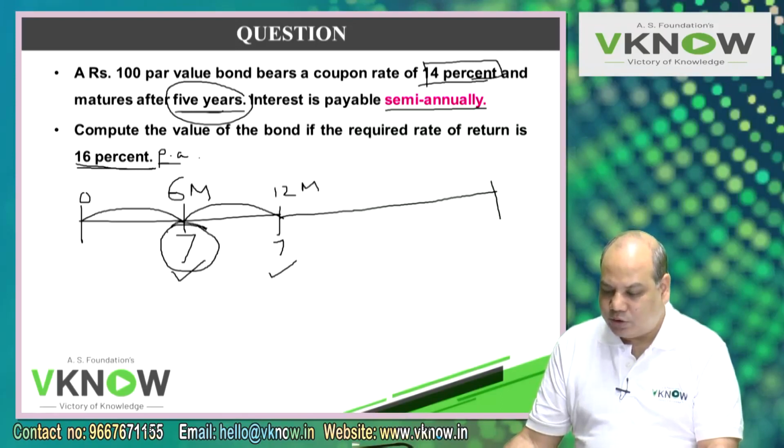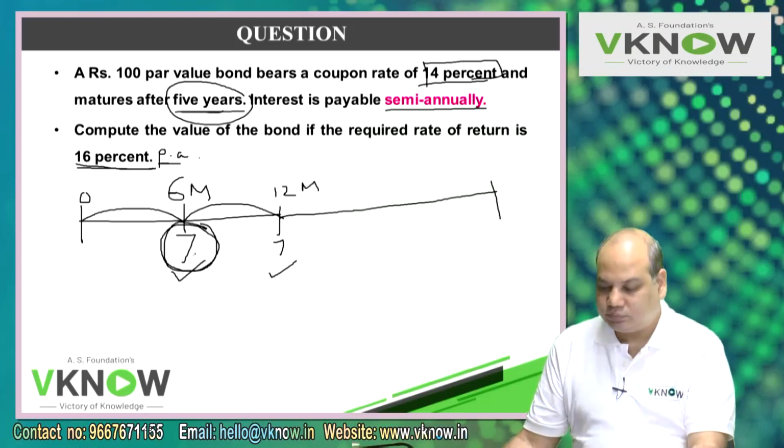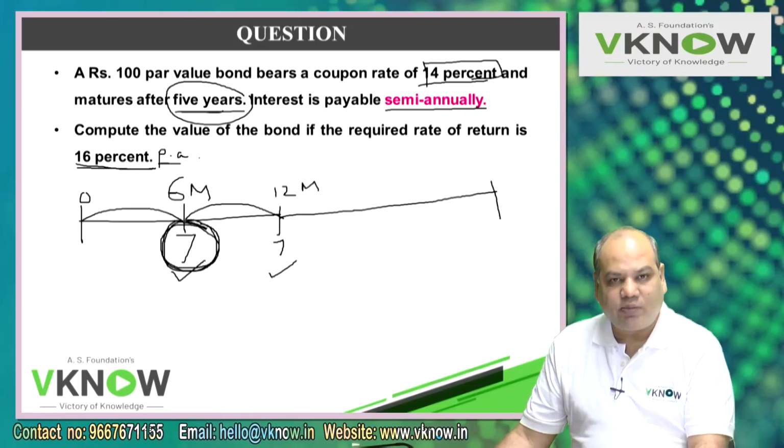And how much coupon you will receive each time? You will receive coupon of 7 rupees each time, because this time they are going to pay semi-annually. So 2 things you have easily understood, that your coupon rate 14% will be divided by 2, so that you can calculate 7 rupees every 6 months, and the number of years will be multiplied by 2, so that you can get 10 coupons.